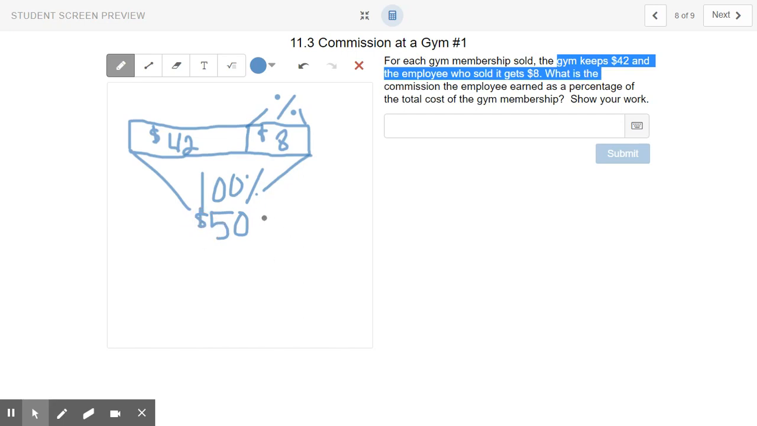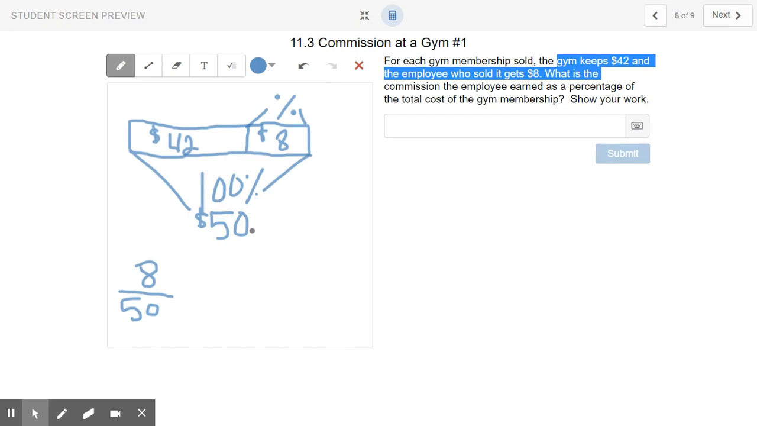So we've got to figure out what is $8 out of 50, right? This is our first thing that we could do. What percent is 8 out of 50? This fraction, we can actually convert to a decimal and then a percentage, okay?